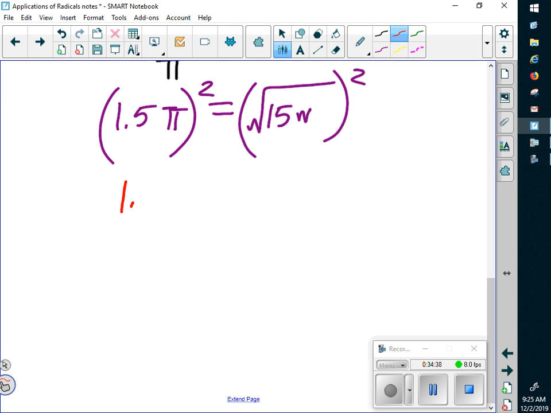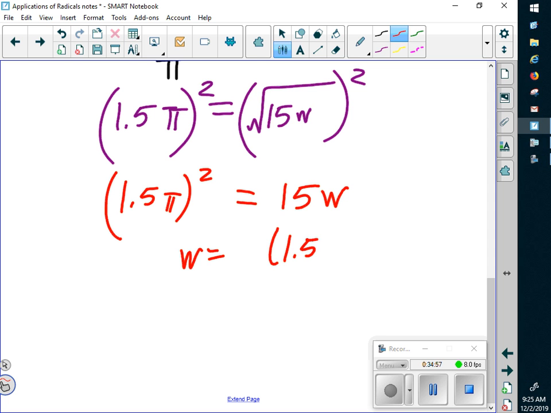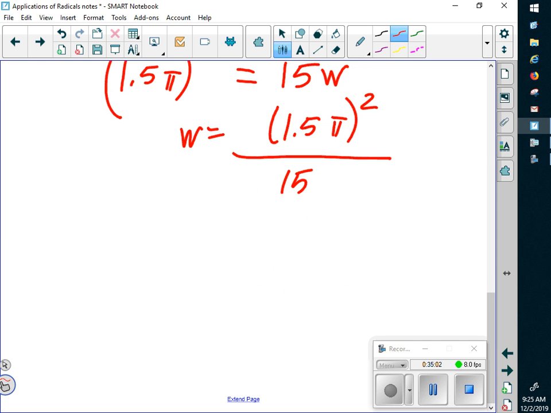So this side's going to be 1.5 pi, and you're putting that in parentheses because you have to square the whole thing. Then you divide by 15, right? So W equals 1.5 pi squared divided by 15. Now, what's being squared? Is the 15 on the bottom being squared? No. Type it in your calculator.